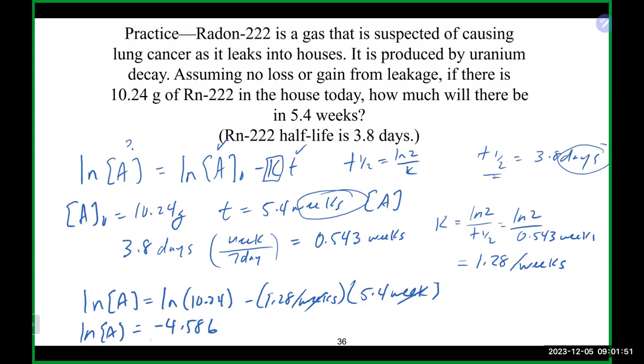4.586. Again, I'm going to e both sides there. And that's going to give me a concentration here of, and once again, not doing anything with the sign, just going to leave it the way it is, 0.0102, and these would be grams in this case, give or take. Yeah. Any questions on that one there?